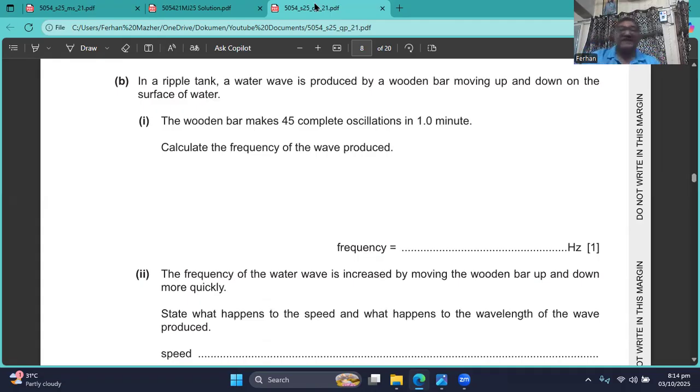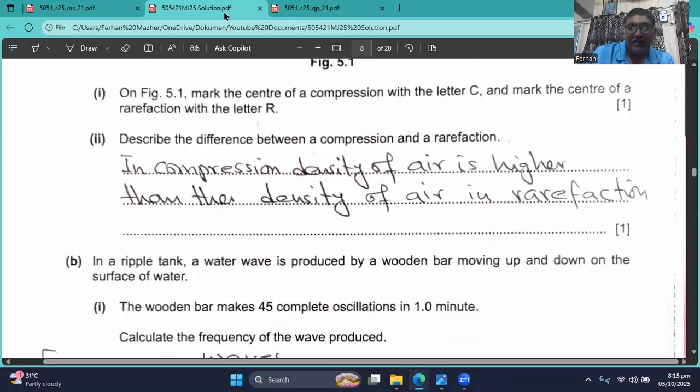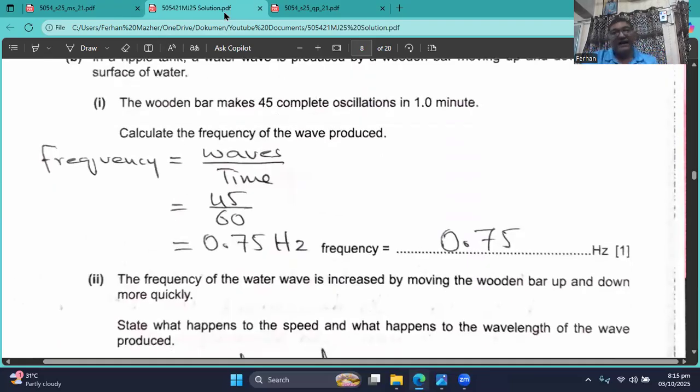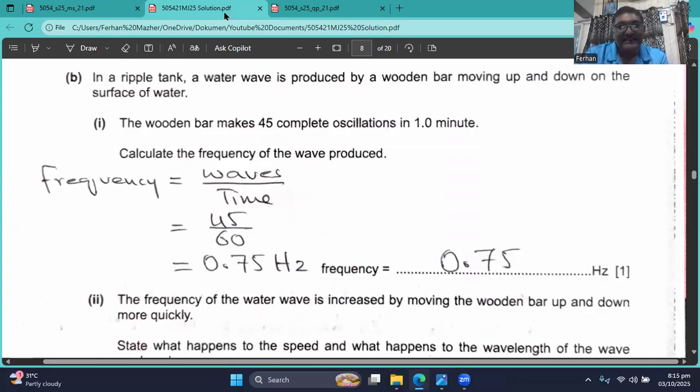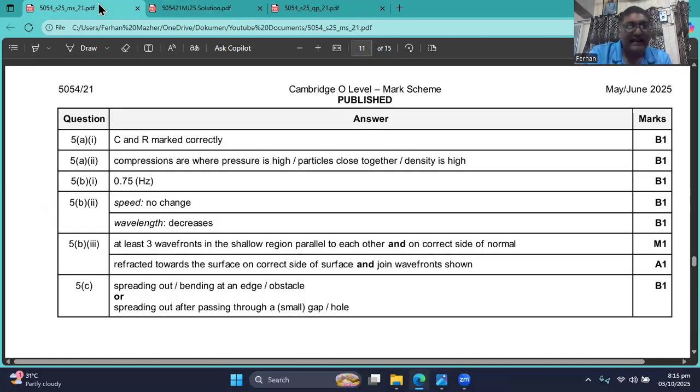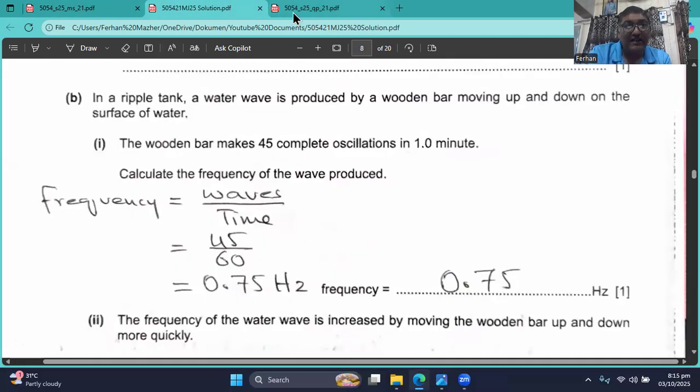You know the time must be in seconds. 1 minute means 60 seconds. So let me show you. I have done this. Frequency is equal to the number of waves divided by the time, and the time is 60 seconds. So 45 divided by 60 is 0.75 hertz. 0.75 hertz is the right answer, sir. This is how I have done. I hope you understand.